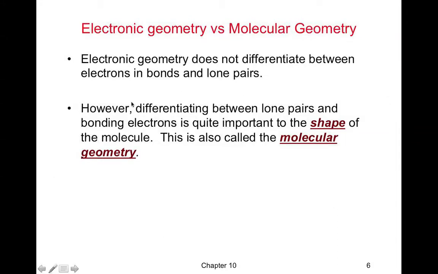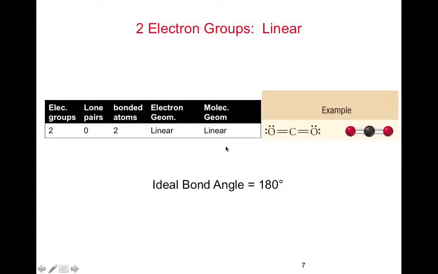Now in terms of the electron geometries that we've just been talking about, the electron geometries don't differentiate between bonded atoms and lone pairs. But when I talk about the actual shape of a molecule, because we can't really see lone pairs, when I talk about the shape or the molecular geometry, I do need to differentiate between whether my electron groups are bonded atoms or whether they're lone pair electrons. And so let's look at a couple examples.